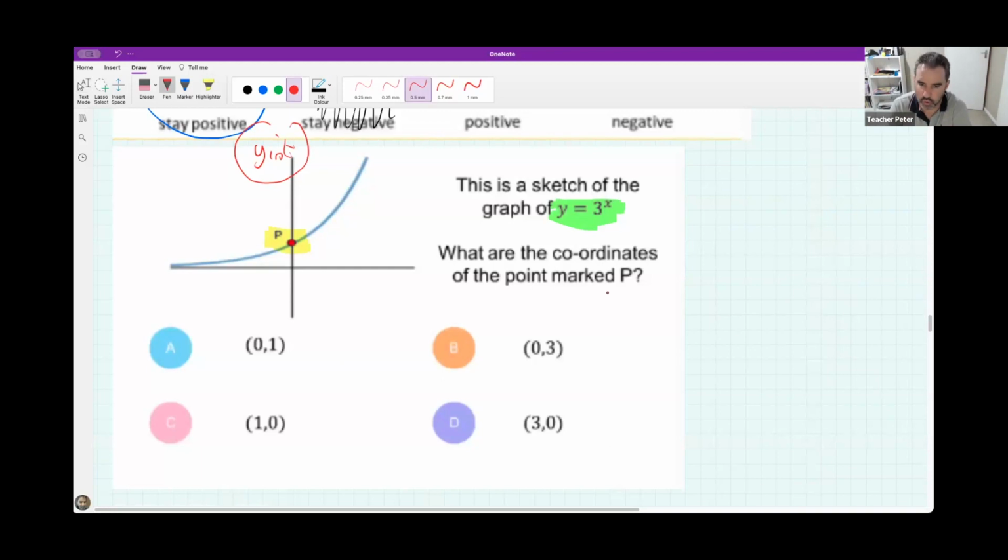So this is a coordinate, so it must have 2 coordinates. What do we think the x coordinate of the point P is? It's 0. Yeah. Because it's in line with x is 0. So it can't be C and it can't be D. So is it going to be A or is it going to be B? That is the question, ladies and gentlemen.